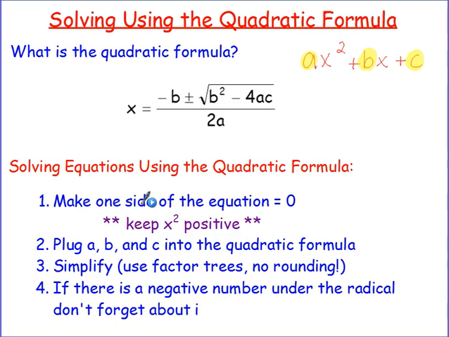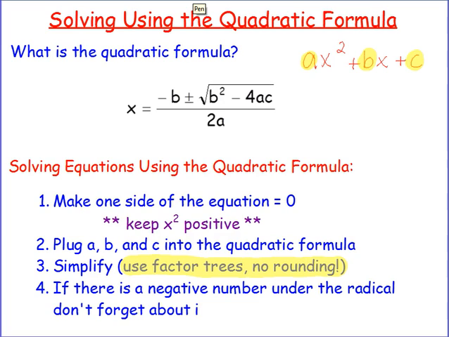Then plug your a, your b, and your c into your lovely formula here. Third step, we have some simplifying. This is stuff that your calculator is going to help you with. You're going to put things like this part into your calculator. You're going to do multiplying. One important thing though, and this is what we tend to make our mistakes on, you must use factor trees. There's absolutely no rounding allowed on these problems.